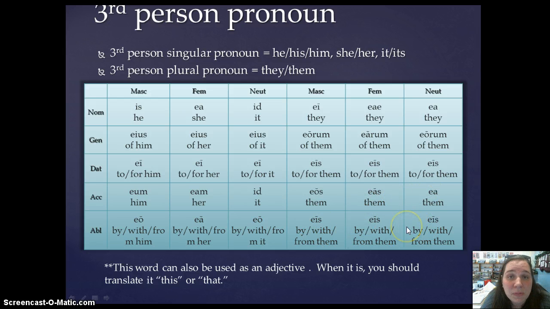Okay? Now, for the most part, when you see this word, it's going to be translated like the third person personal pronoun, right? So, eius is going to be of him, of her, of it, right? Eis is going to be to or for them, right? Eas is them, so on and so forth. Sometimes you will see this word used as an adjective, and when it is, it translates this or that. Like you may see, for example, is puer. That would translate that boy, right? You might see eo dono. That would be by, with, or from that gift, so on and so forth.